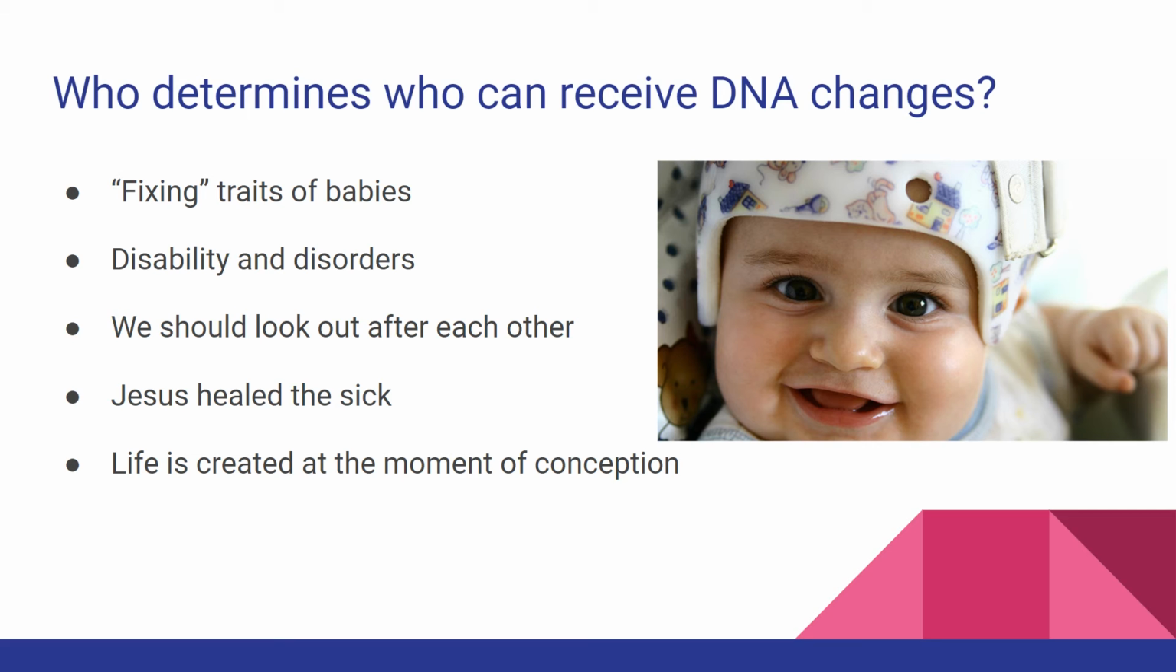So, who determines who can receive DNA changes? An example that is commonly used is, what if we were to take a baby's genome when they were born and determine that there is a genetic disorder or disease found? Is it ethical to fix the genetic disease or disorder? Could changing the genome of the baby cause more genetic disorders, like the creation of cancer, or are there any possible long-term effects?